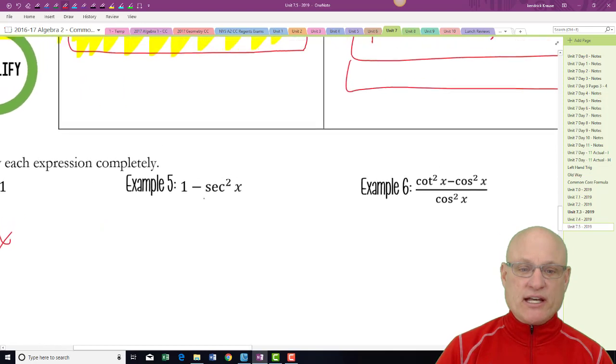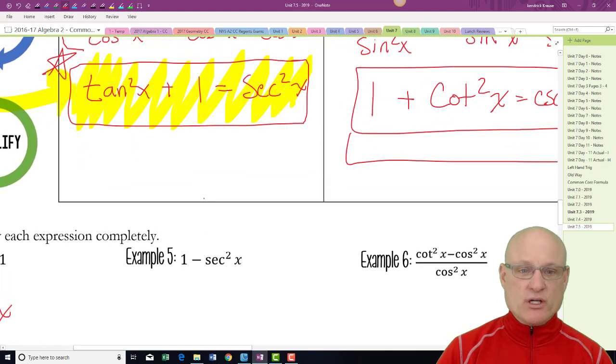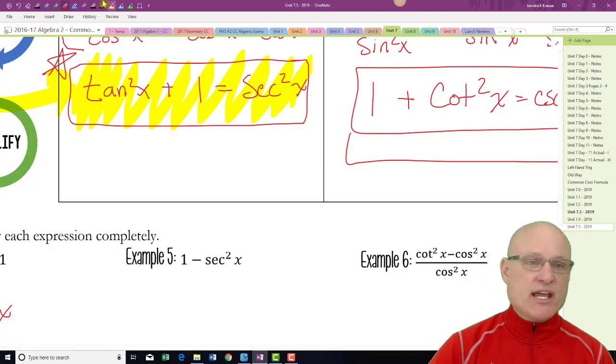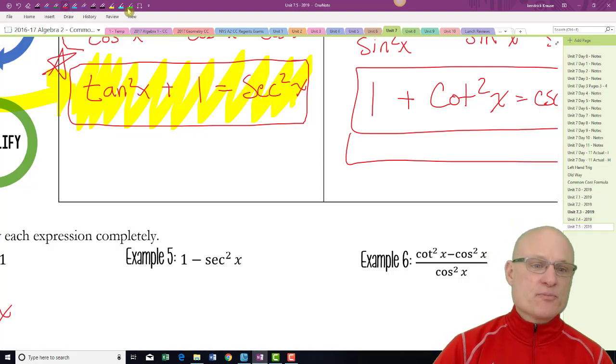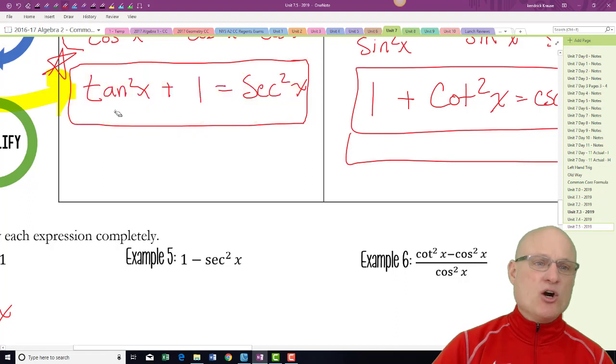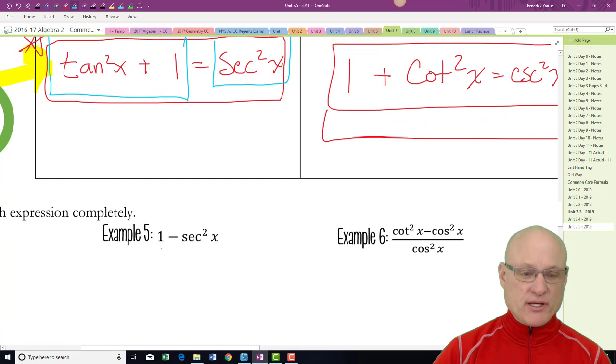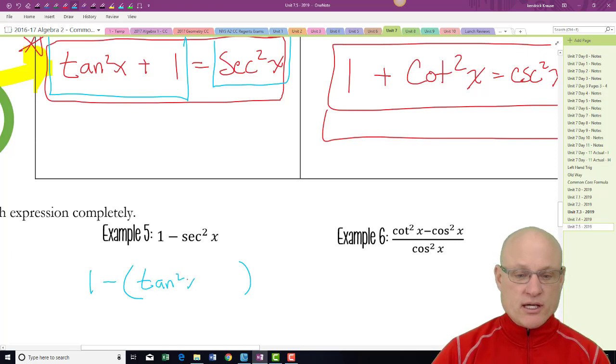1 minus secant squared. Wait a second. 1 minus secant squared. Well, what can I replace secant squared with? I know, let me get rid of this yellow. I know that secant squared is really tangent squared plus 1. So I'm going to replace that. 1 minus, when you replace, use parentheses, tangent squared x plus 1.